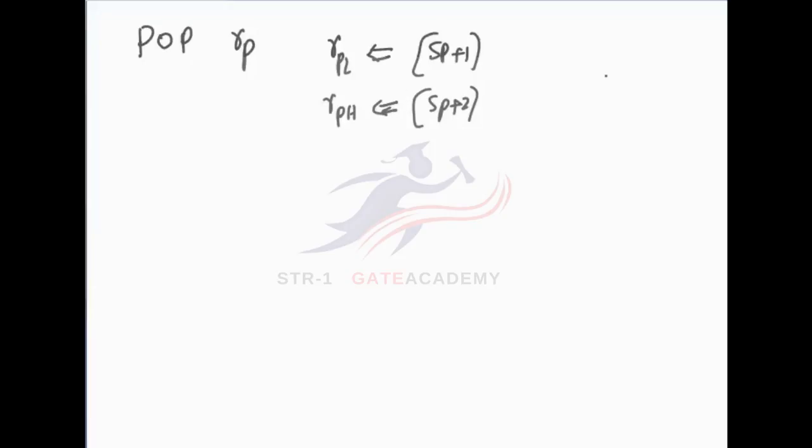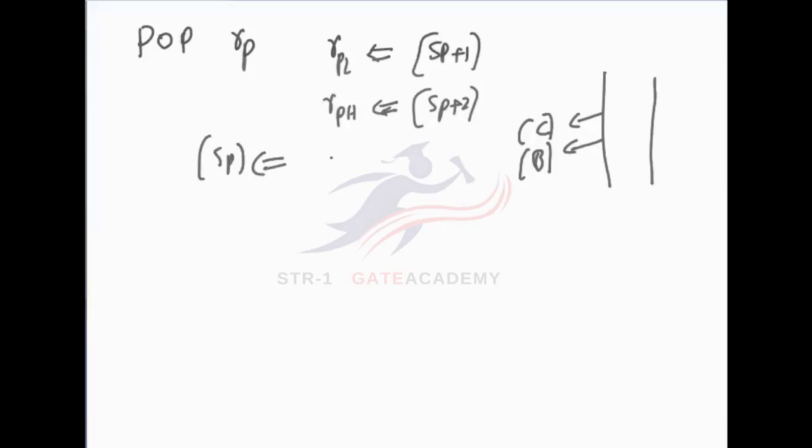From the memory location to here, this is our memory. This memory to C register, and this location to B register. I am just assuming one example, B and C. Right? And here your stack pointer is incremented by 2. Every pop operation the stack pointer is incremented by 2, and every push operation the stack pointer is decremented by 2.